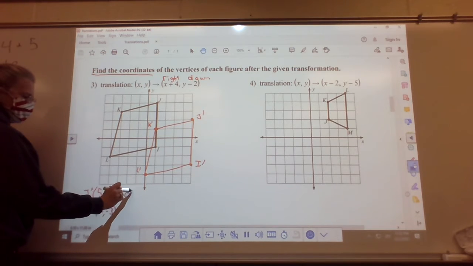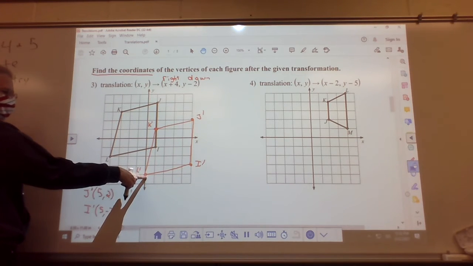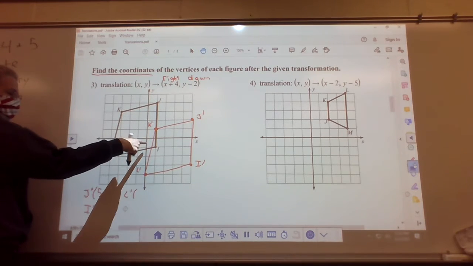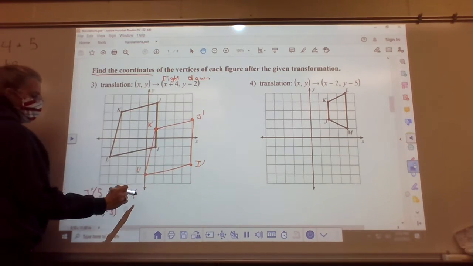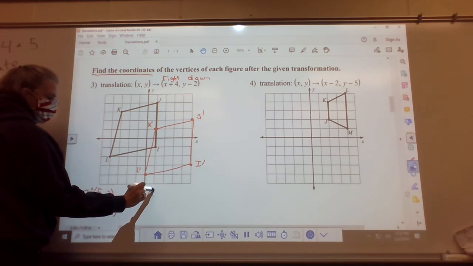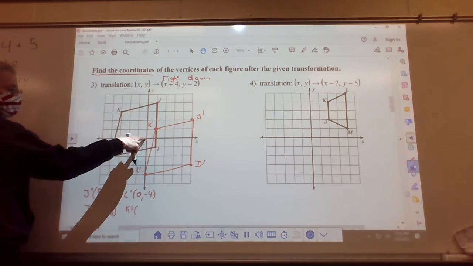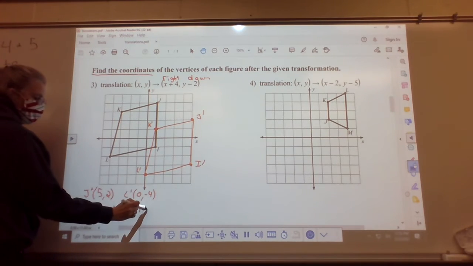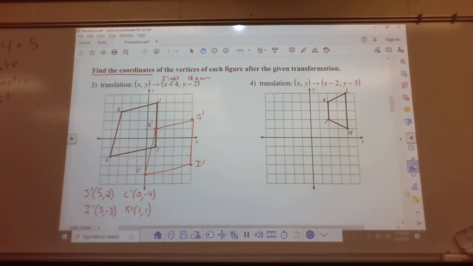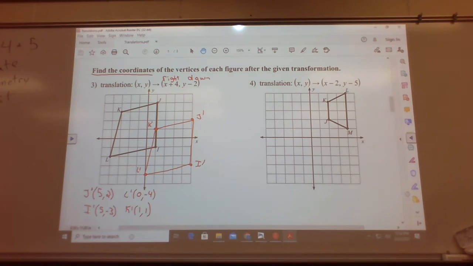Let's do the L next. The L didn't go sideways at all. So 0, negative 4. And then finally K: 1, 1. Those are my new coordinates. Make sure you label them with the prime, because you need to know those were the new ones, not the original ones.